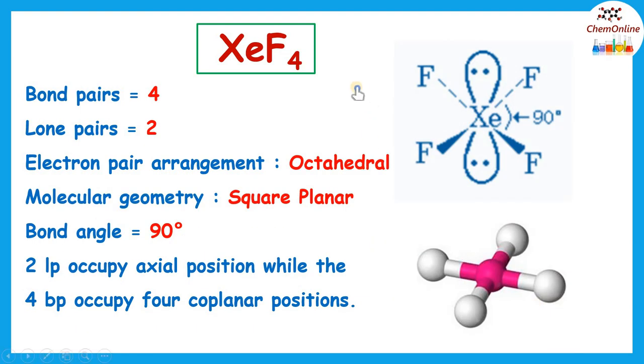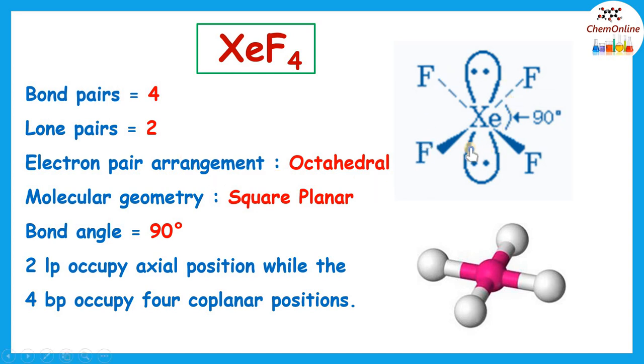Next is XeF4. Xenon has 8 valence electrons, and 4 of these electrons form bonds with 4 fluorine atoms. So the number of bond pairs is 4. And the remaining electrons will form 2 lone pairs. So the total number of electron pairs will be 6. And according to VSEPR theory, if there are 6 electron pairs, we will expect an octahedral geometry.